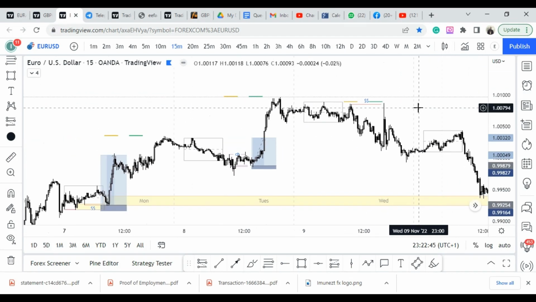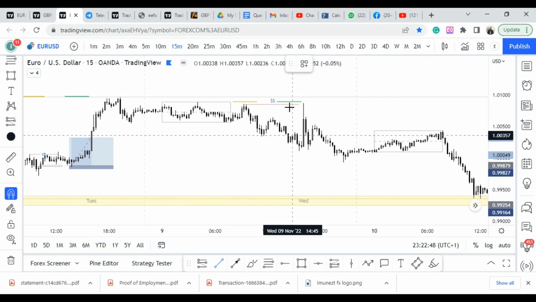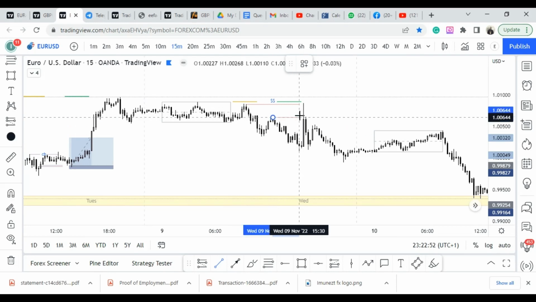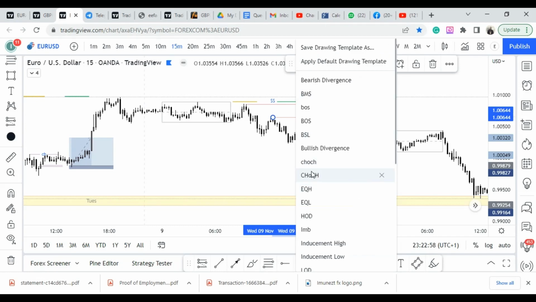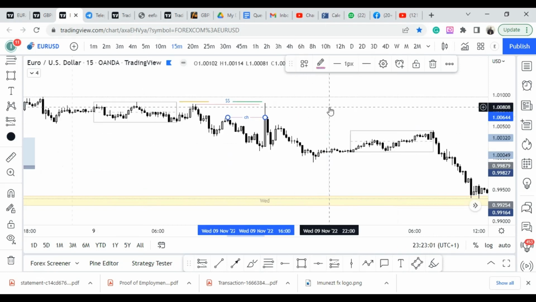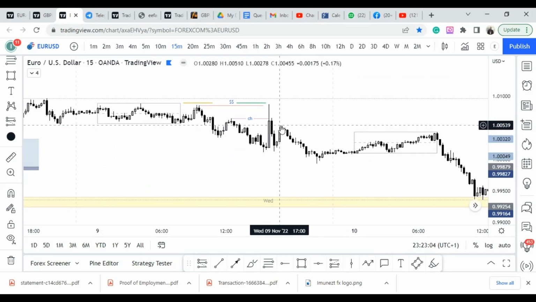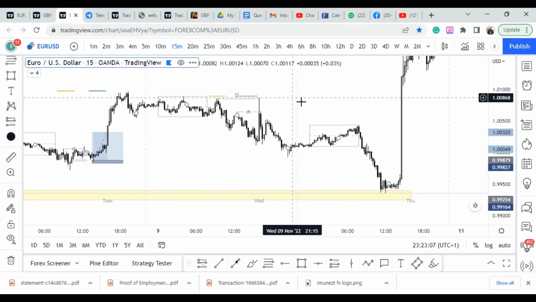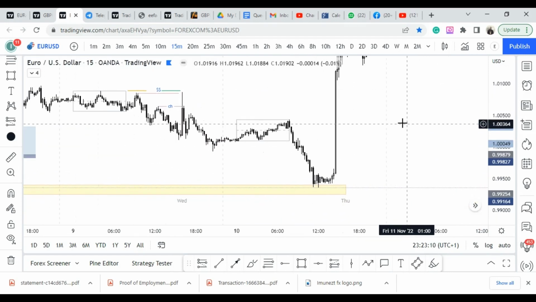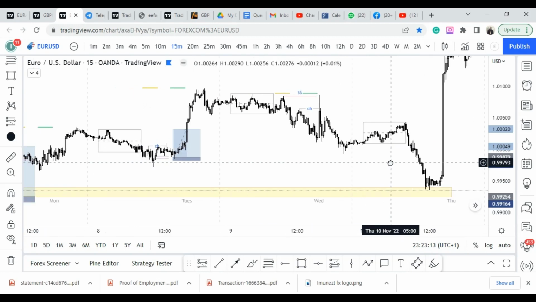But some persons might be very confused, and they might begin to think that this is a break of structure here, or a change of character, and so the market wants to really go up. Eventually the market will always give you this fake move and then take you out at the end of the day. All right, so that was our Wednesday price action.